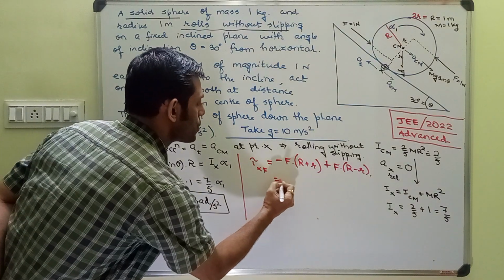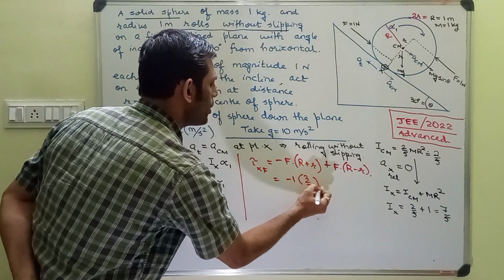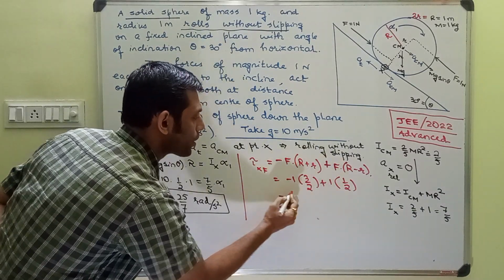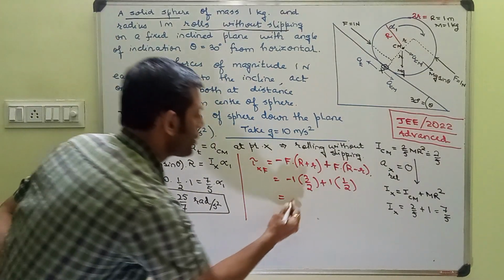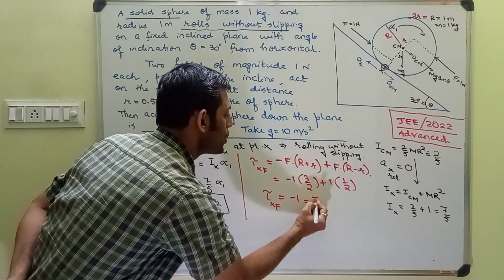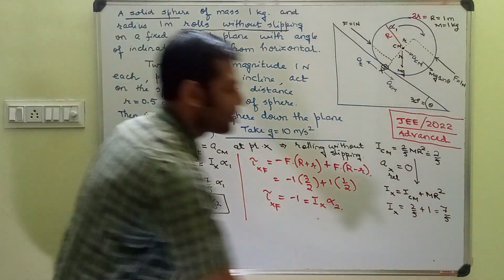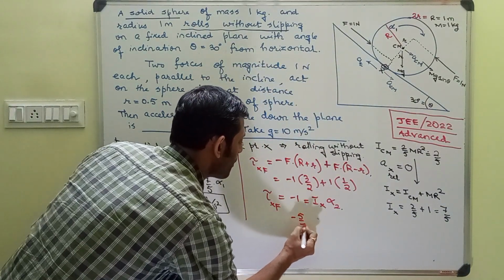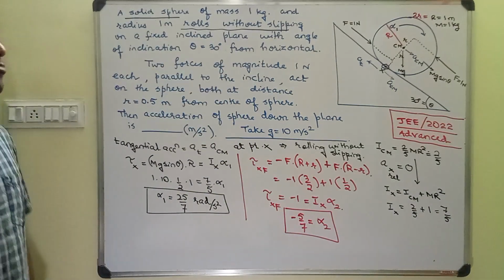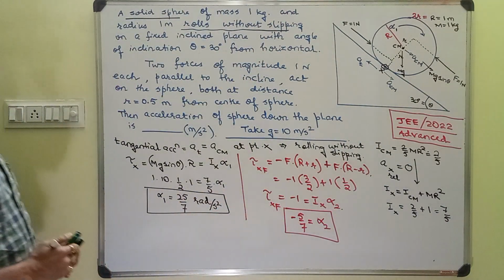Now that means this is equal to minus 1 Newton into 1 plus half, means 3 by 2, and plus 1 into half. Effectively, this produces how much torque? This is equal to minus 2 by 2, that is equal to minus 1. Torque value is equal to minus 1, which is equal to I of x into alpha 2, for example. And now I of x is equal to 7 by 5. So minus 5 by 7 is the effective value of alpha 2 about the point of x, the angular acceleration about the point of x. These are the two angular accelerations.